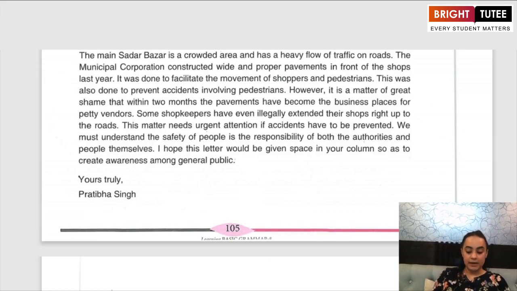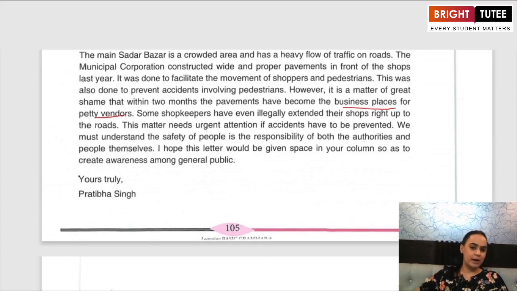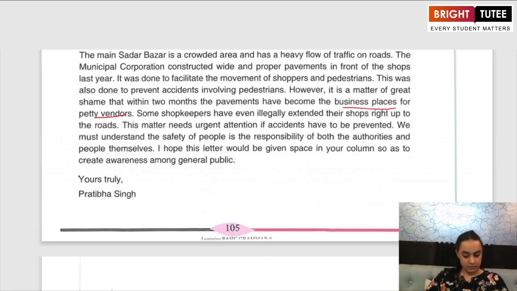However, it is a matter of great shame that within 2 months, the pavements have become the business places for the petty vendors. The small vendors have occupied the pavements and they carry on with their business from there. Some shopkeepers have even illegally extended their shops right up to the roads. This matter needs urgent attention if accidents have to be prevented.